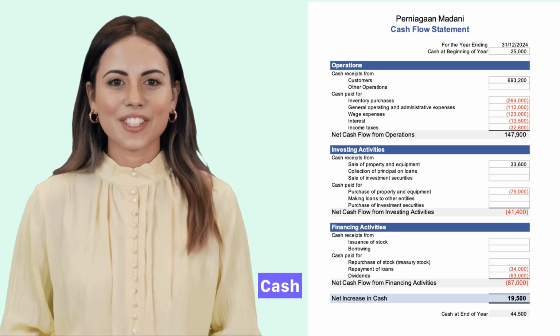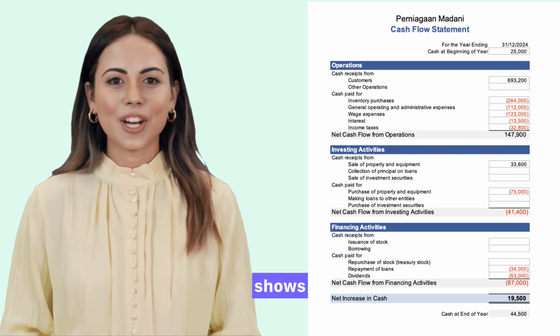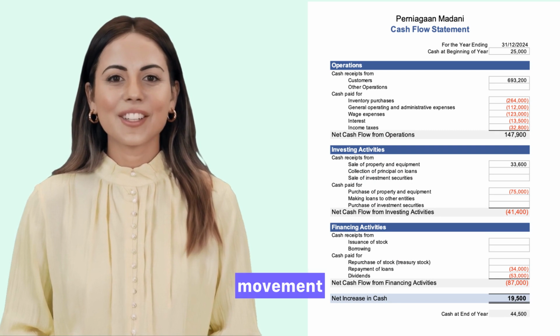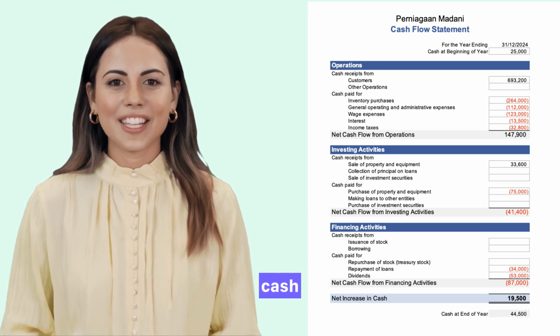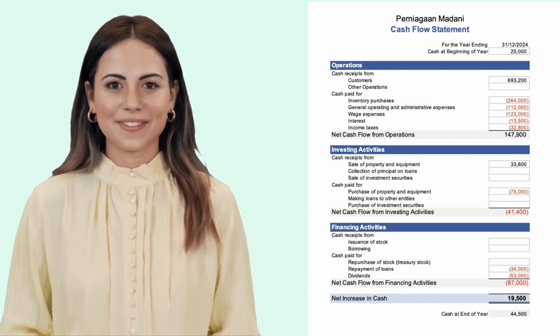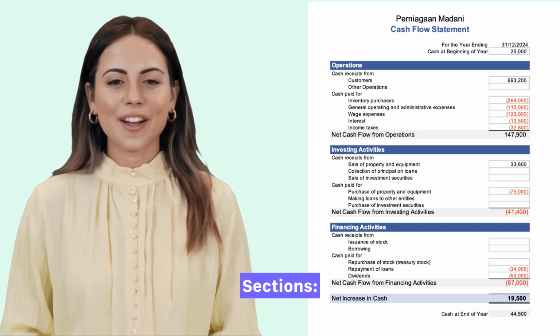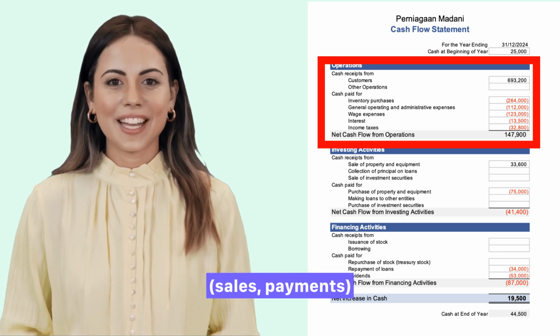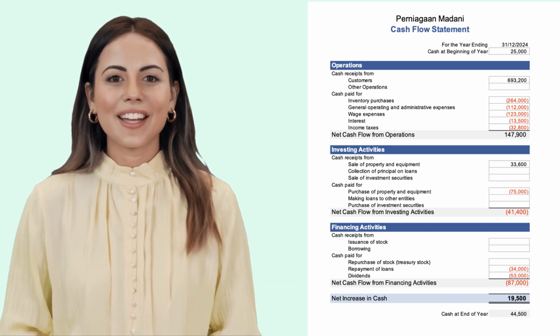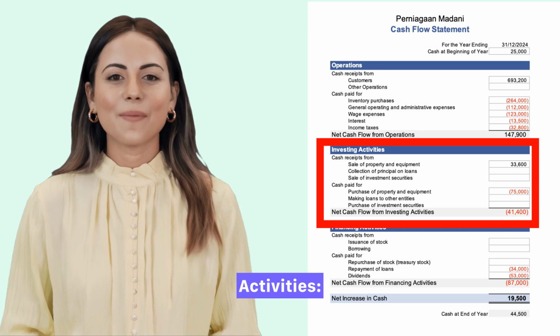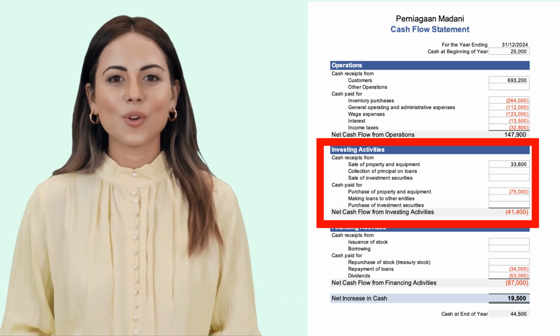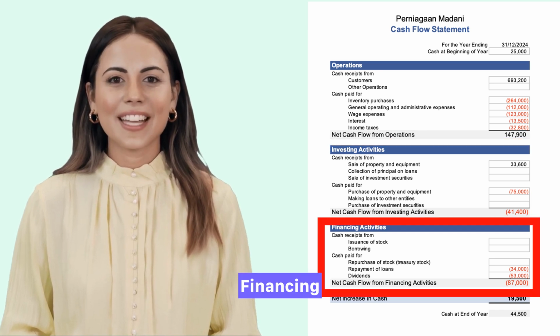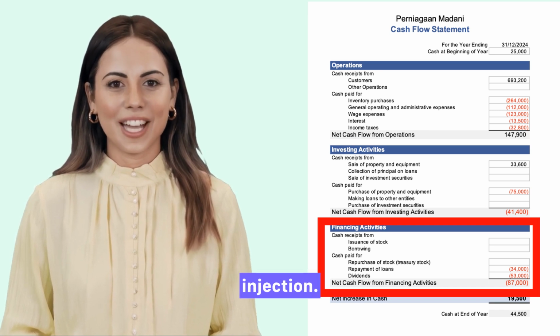3. The cash flow statement. This shows actual money movement, not just profit, but what cash entered and left your business. Main sections: operating activities, cash from your core business, sales, payments. Investing activities, buying or selling equipment or property. Financing activities, loans, repayments, capital injection.